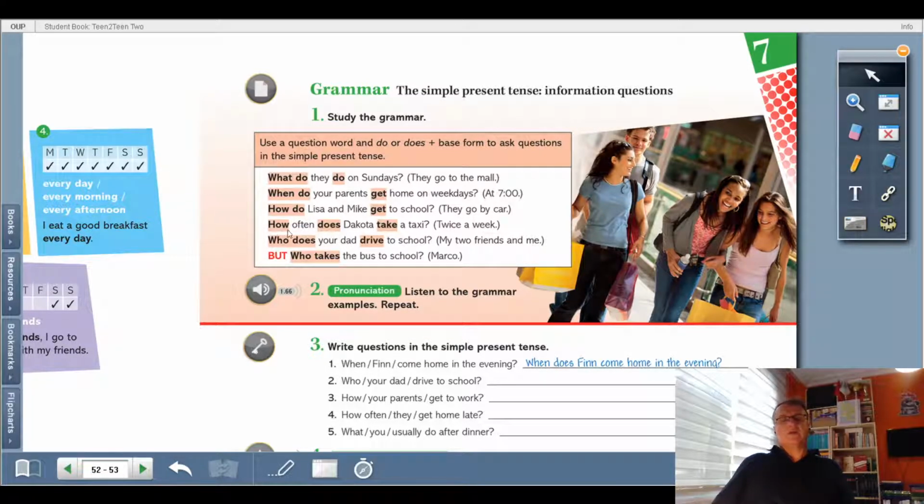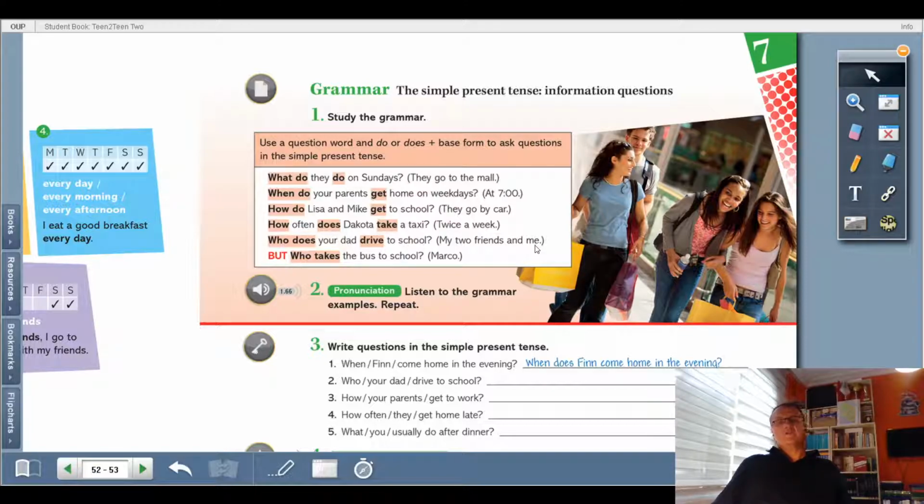And when you want to ask how often, for example, you have to use how often at the beginning, then does, and the subject, Dakota, and take a taxi, that's the verb. Now, when do your parents get home on weekdays? At 7 o'clock. How do Lisa and Mike get to school? They go by car. How often does Dakota take a taxi? Twice a week.